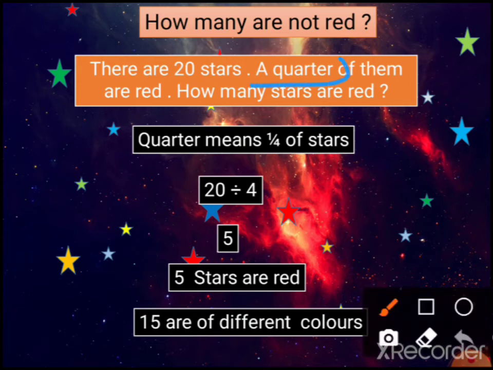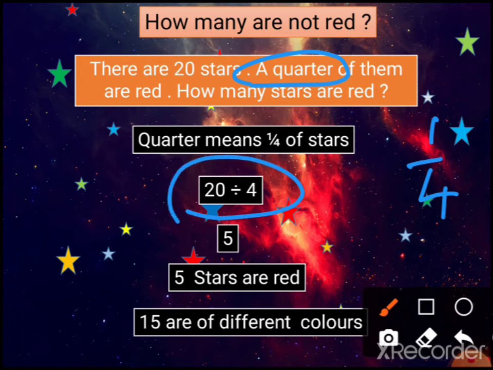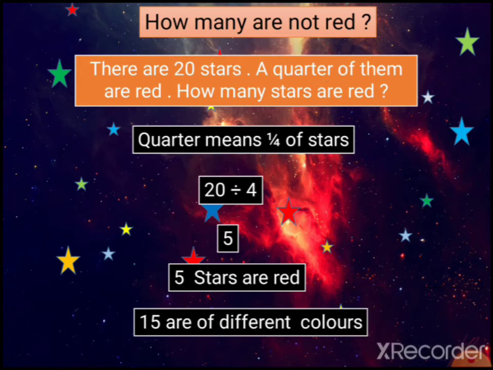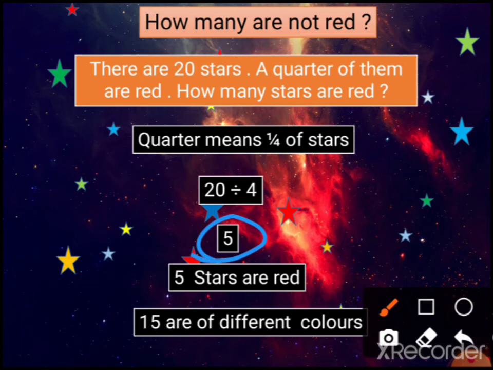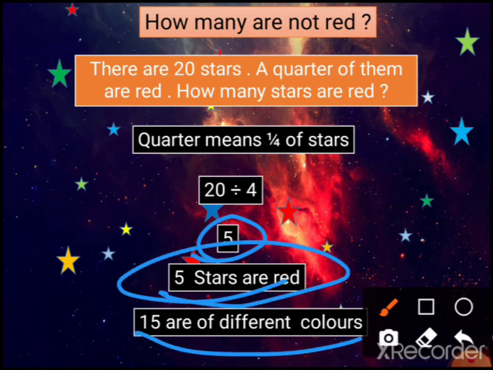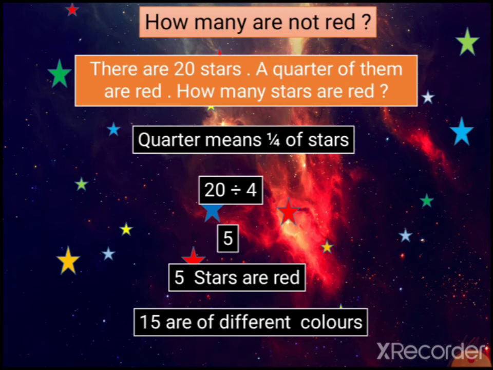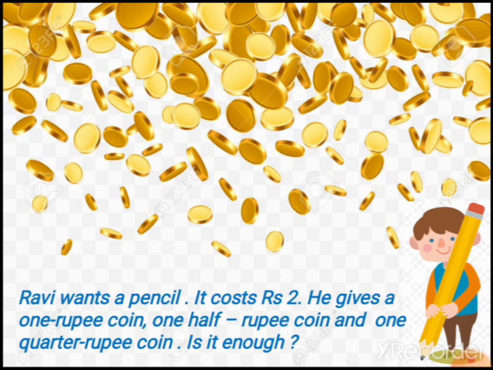Here the word written is a quarter. Quarter means 1/4. So simply divide 20 by 4 and you will get the answer 5. So 5 stars are red and 15 are of different color. As you can see from this image, there are different colors of stars, but this is not a real galaxy. This is just an image. Rupees and coins, we are not studying that topic, so don't be confused.